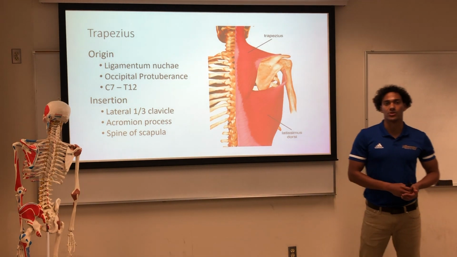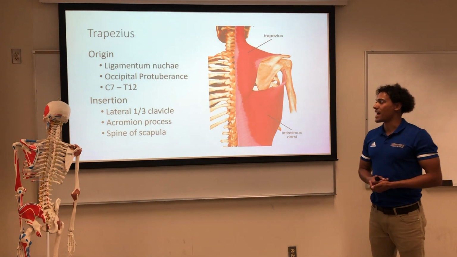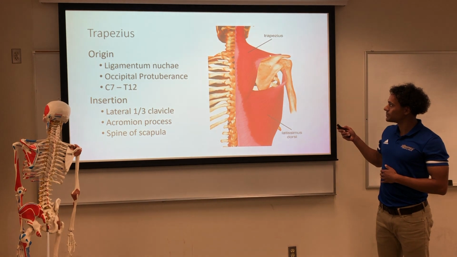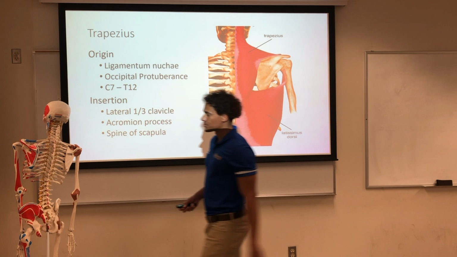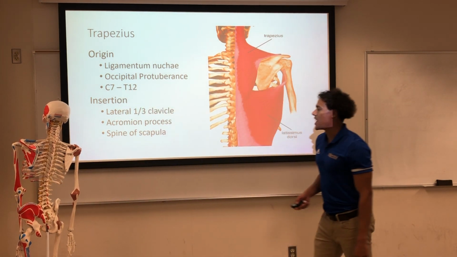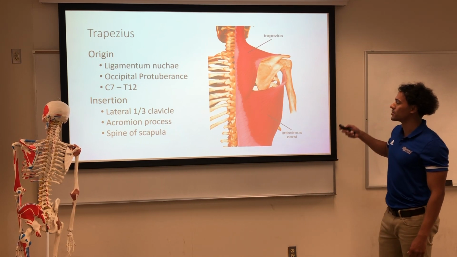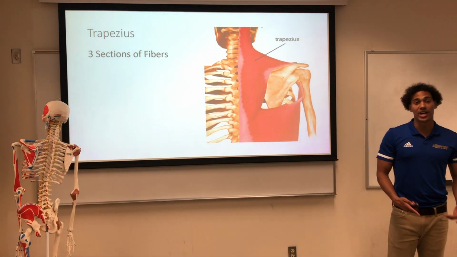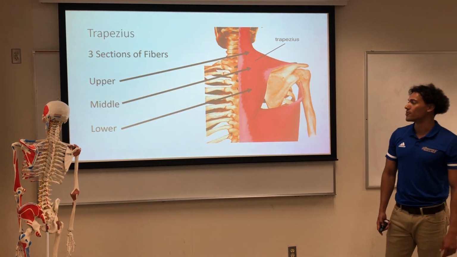Insertion, this is where our muscle is going to be the most movable part of the muscle. We have the lateral third of our clavicle, right up top. The acromion process is going to be located right here. And then we have the spine of the scap, which is the back, posterior portion of our scapula. We have three sections of the trapezius: upper, middle, and lower.